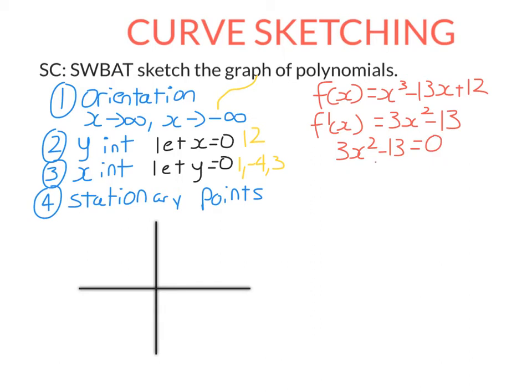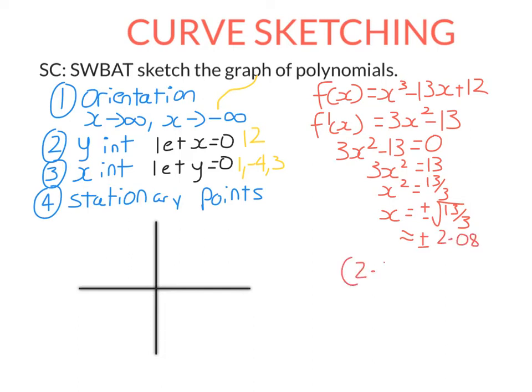So what I have here, I can solve it like this. 3x squared is equal to 13. x squared is 13 on 3. So x will be plus or minus the square root of 13 on 3. So the answer I get here for the two stationary points is about plus or minus 2.08. So there's a stationary point when x is 2.08 and a stationary point when x is about minus 2.08.